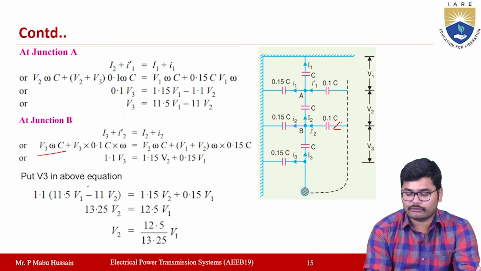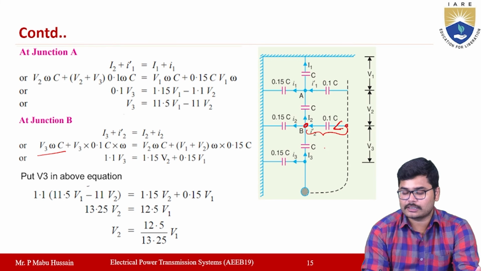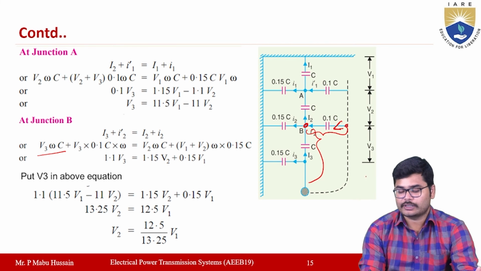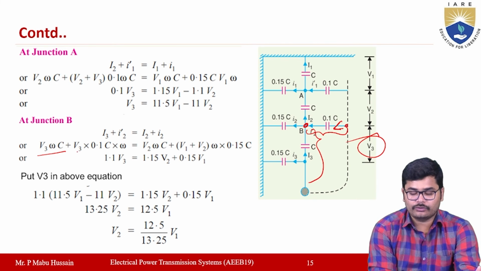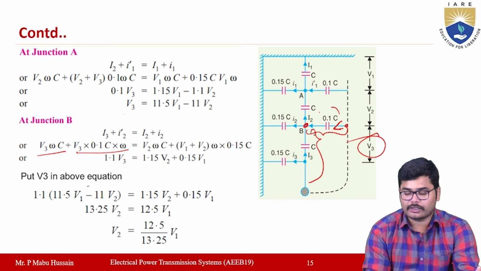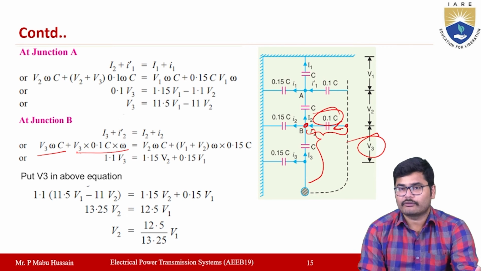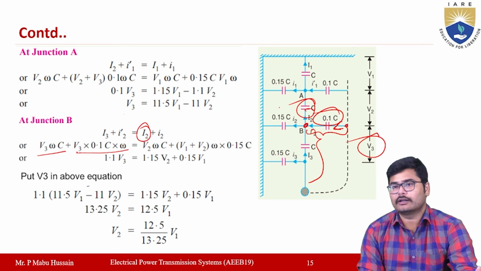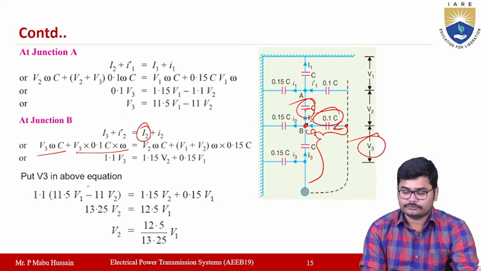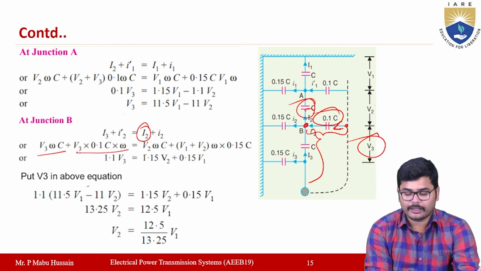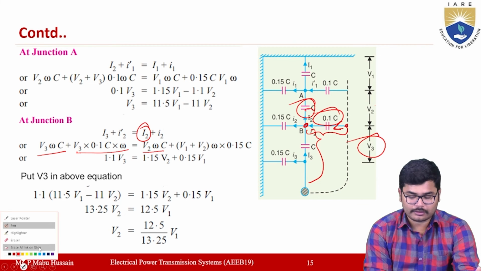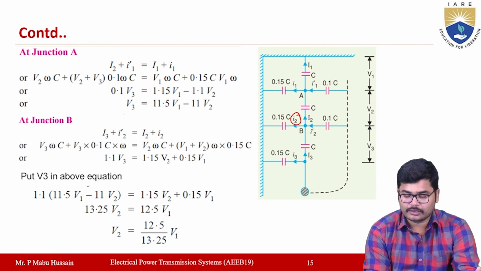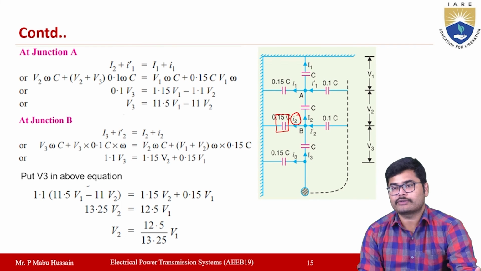I2 dash is nothing but the current flowing through this. So the voltage across this is nothing but the voltage across this, and the voltage across these two is the same, which is V3. So V3 into omega into the capacitance value 0.1 C is equal to capital I2. Capital I2 is the current flowing through this capacitance, which is V2 into omega C. And how can we determine small I2? Small I2 is the current flowing through this capacitance, which is 0.15 C.